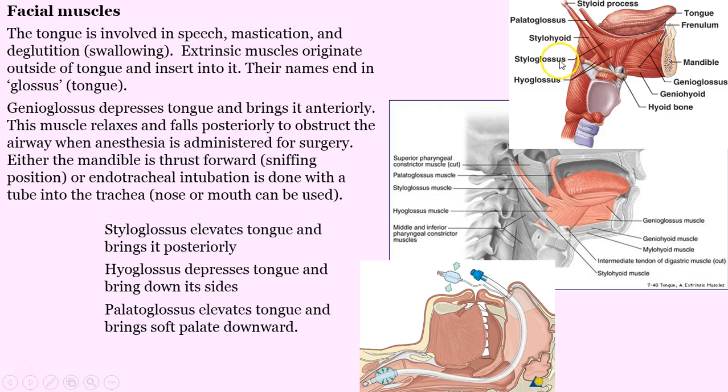Let's see this. We saw the styloglossus in the entry video right here. Hyoglossus depresses the tongue, brings it down on its sides. I don't care so much about the sides. Let's focus on depressing the tongue. Palatoglossus we couldn't see in the intro video because it is attached to the palate, the soft palate, and that's where we get the movement of the palate towards the tongue. And it does elevate the tongue as well a little bit, you can see here.